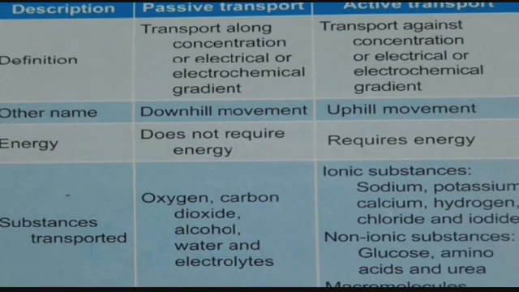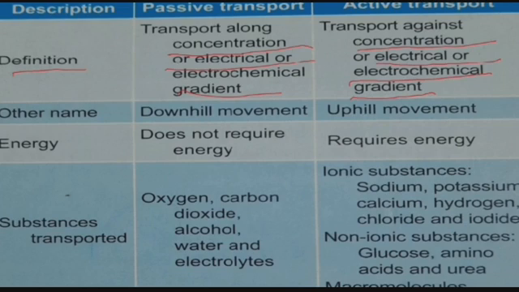Then we will see the next slide, which is the difference between passive transport and active transport. Here I have added the differences between passive transport and active transport. First, we will see the definition: in the passive case, transportation occurs along the concentration, electrochemical or electrical gradient. In the active case, transportation occurs against the concentration, electrical or electrochemical gradient.